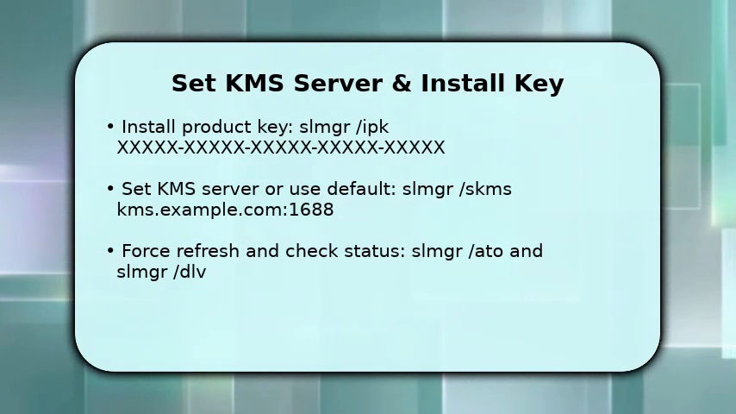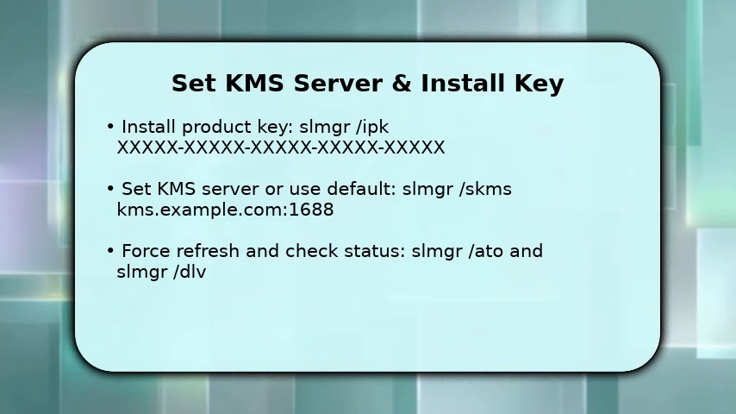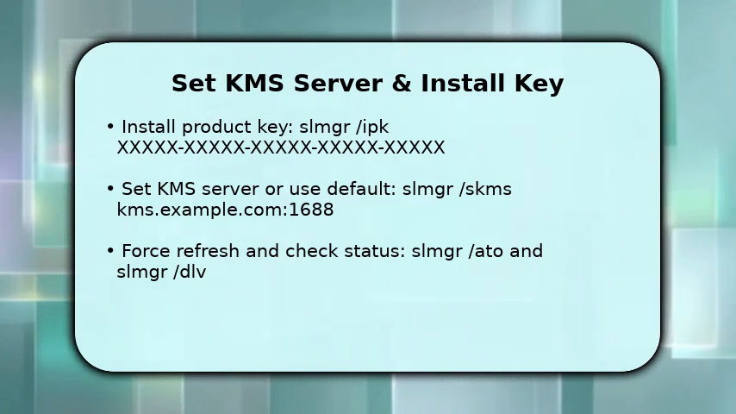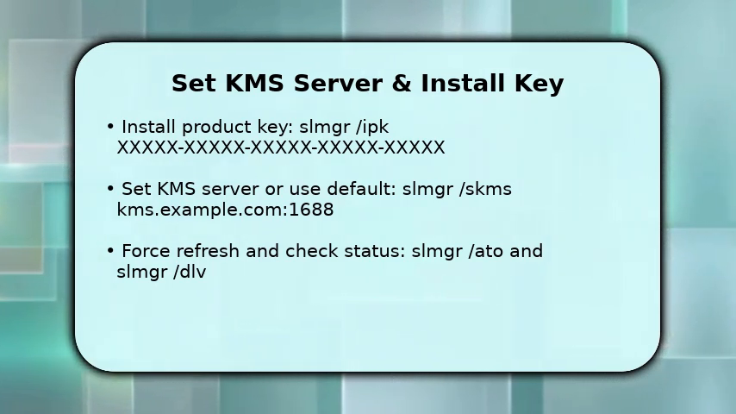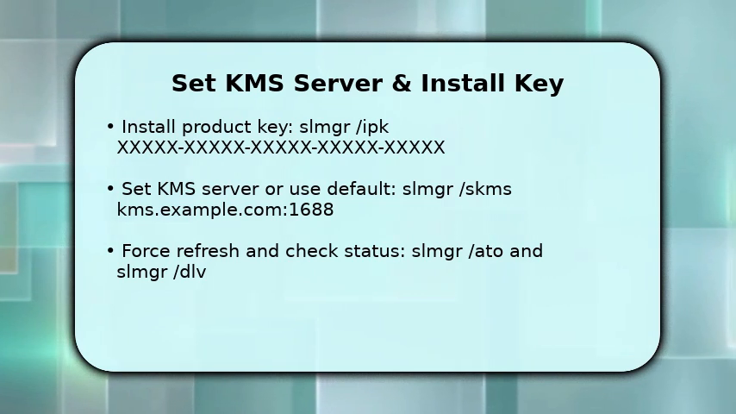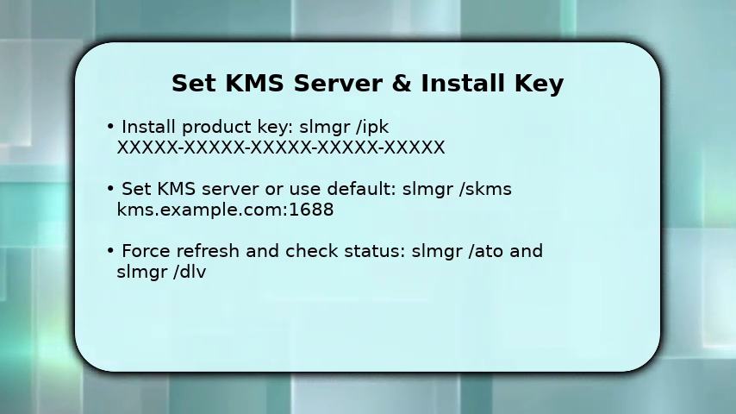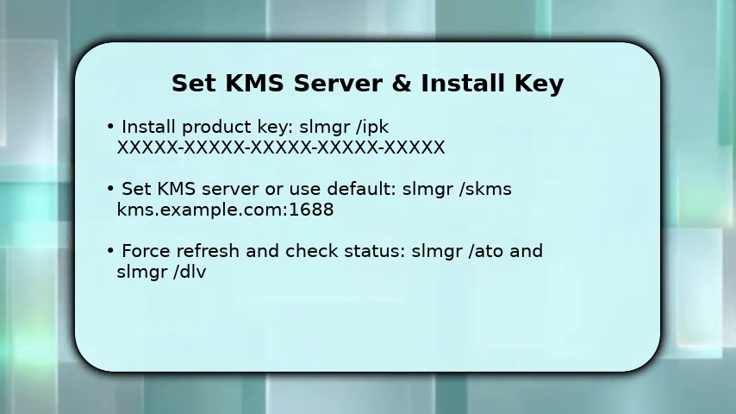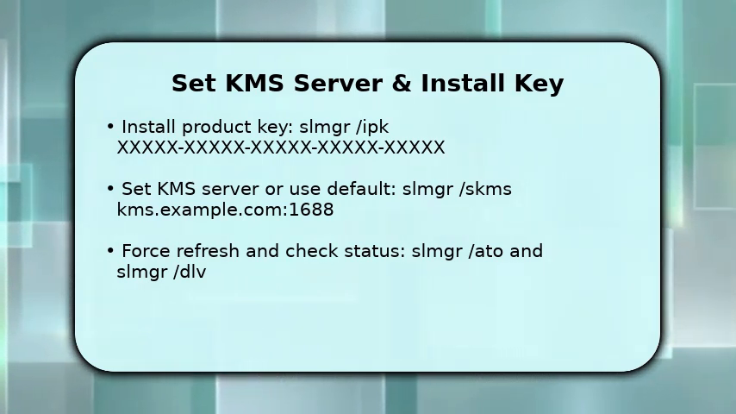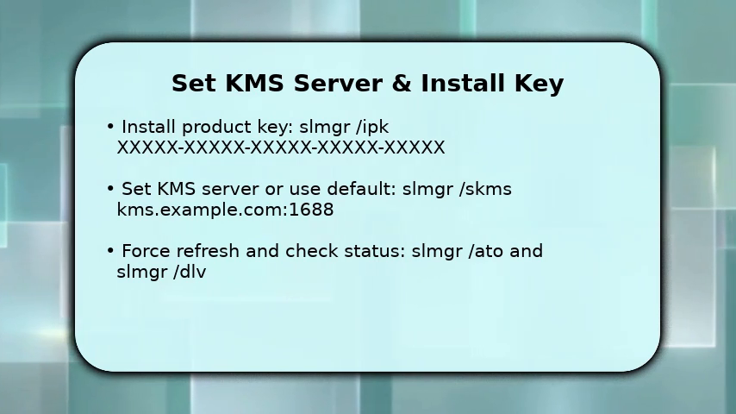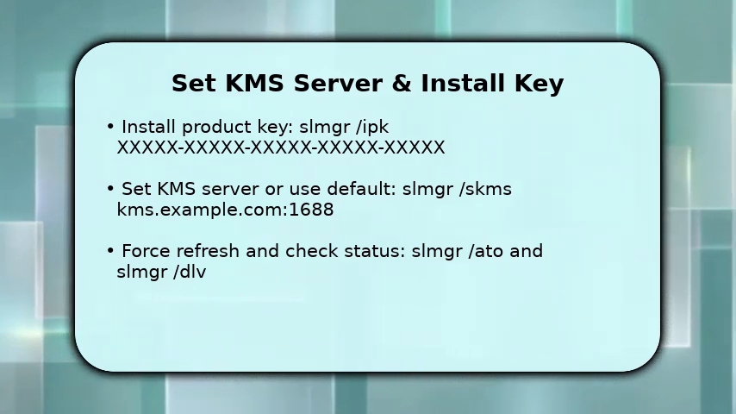First, install your product key with slmgr /ipk followed by the 25-character key. This places the key into Windows licensing. Once done, set or verify the KMS server if you use KMS with slmgr /skms. Make sure to use the correct host and port. If you have a retail or digital license, you can skip server changes and go straight to activation.